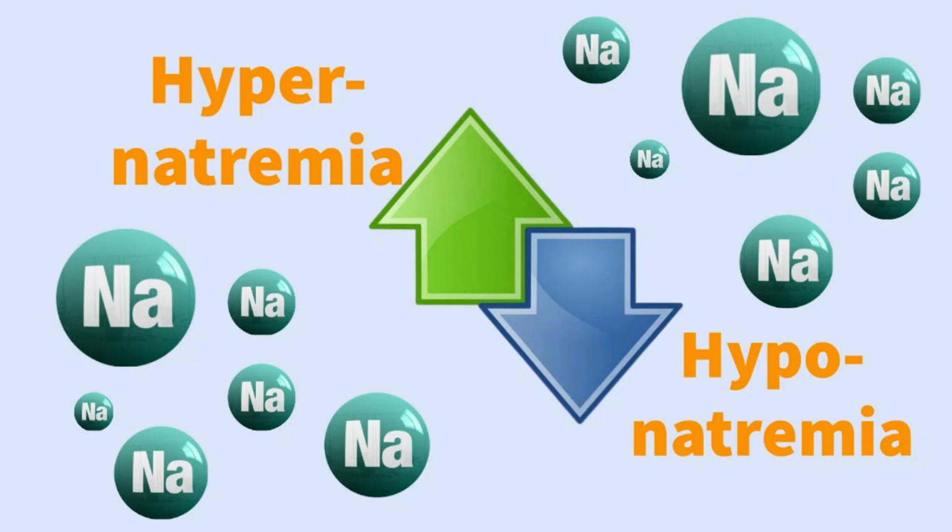This session is to cover the aspect of hypernatremia and hyponatremia. What is hypernatremia? Hypernatremia means increased serum sodium more than 145 milliequivalents per liter, and hyponatremia means decreased serum sodium less than 135 milliequivalents per liter.